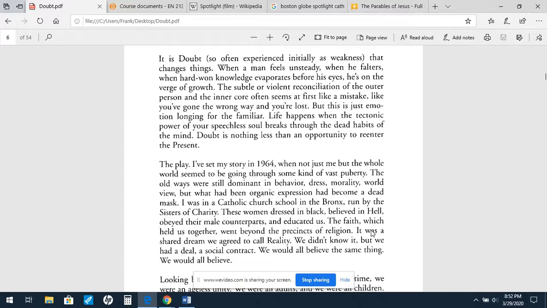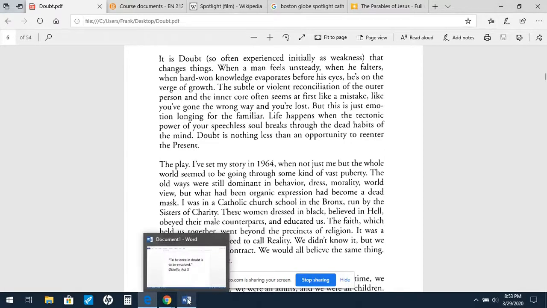And certainly in the year 1964, none of us were alive, myself included, but our parents were, our grandparents were, and they remember in 1964, it was soon after John F. Kennedy had been assassinated. It was a time of great doubt in this country. And Shanley says here, "I've set my story in 1964 when not just me, but the whole world seemed to be going through some kind of vast puberty." So the world was sort of growing up, going through that moment of doubt because of what happened with Kennedy. And that's something that Father Flynn references in scene 1, which we'll get to shortly.